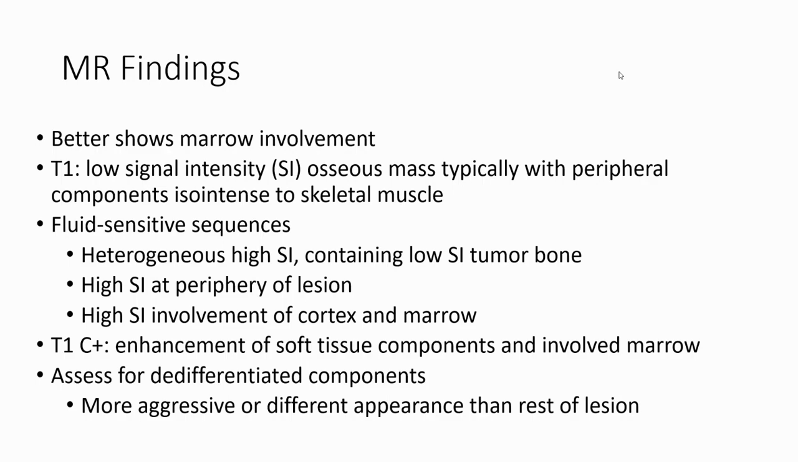MRI findings, better shows marrow involvement. T1: low signal intensity osteoid mass, typically with peripheral component, iso- to intermediate to skeletal muscle. Fluid sensitive sequences: heterogeneous intermediate SI, containing low SI tumor bone. T1 contrast enhanced: look at soft tissue component and bone marrow, assess for different enhancing component, more aggressive or different appearance than rest of lesion.